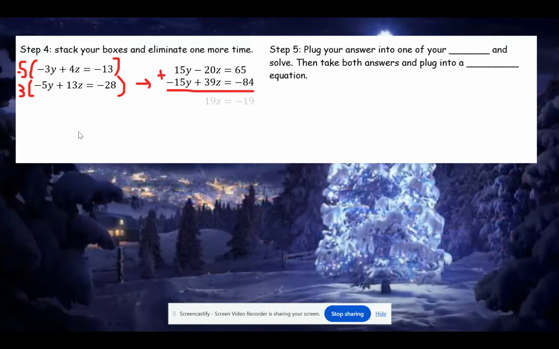And that's what I'll get when I do that. And then if I add, I'll get 19z equals -19. And there's my very first answer. So now I know that z is -1. So step 4 is done.